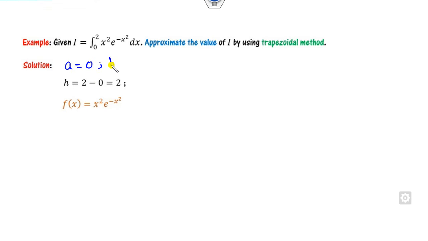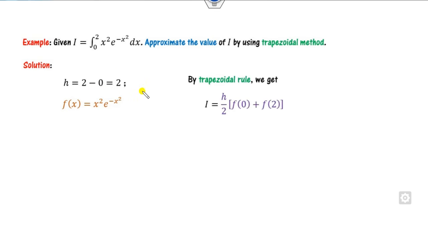This is given to you here. a is 0, b is 2. So h is (b - a) over n. If I take n is 1, your h will be simply 2. And in that case you are using the trapezoidal rule. So now they are talking about the trapezoidal method, you can use it as this. So h will be 2, f of 0, this is f(x). I can substitute these values, you will get the required answer. You can solve this problem by the composite trapezoidal rule as well.